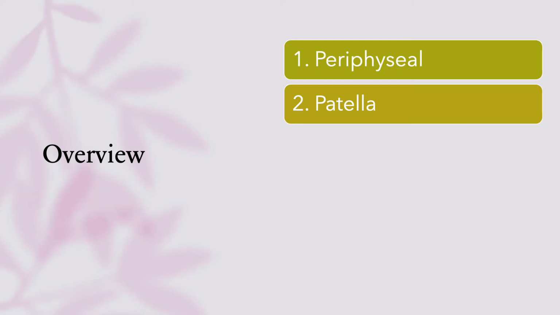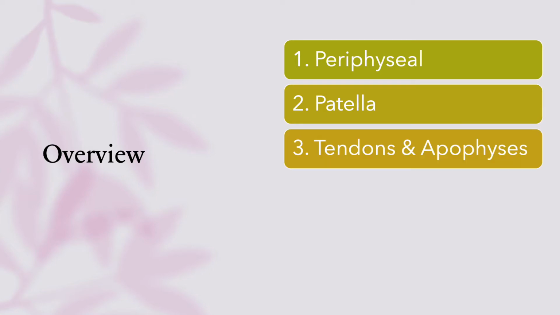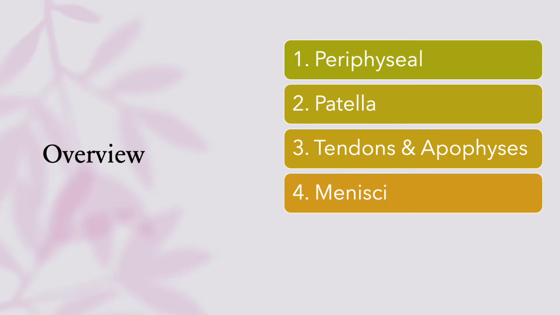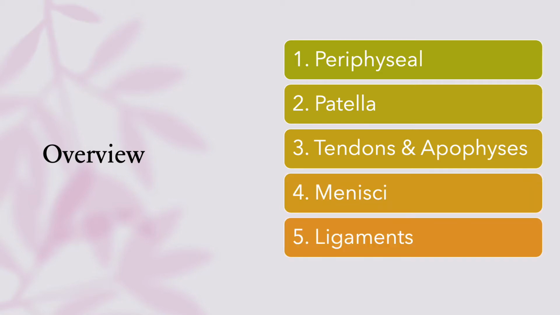The second is the patella. The third is the tendons and the apophyses. The fourth is the menisci. And the fifth is the ligaments.